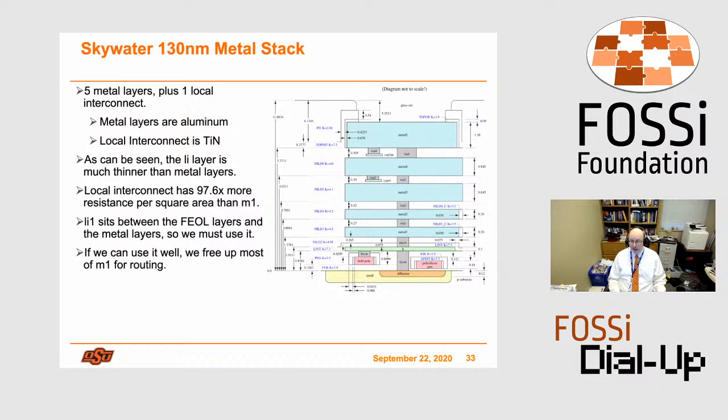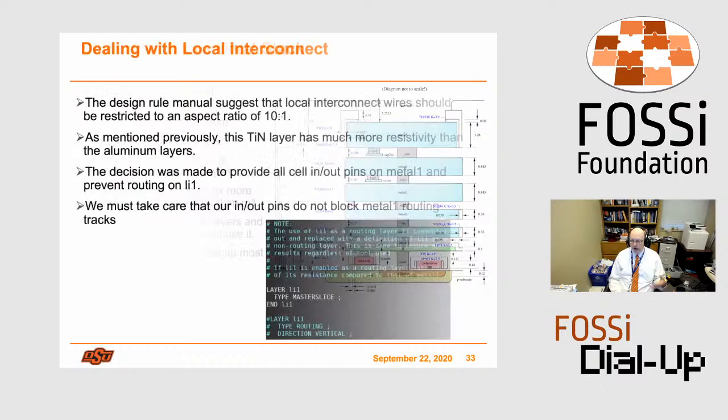So as can be seen on this diagram, the local interconnect layer, or the Li layer, is much, much thinner than the other metal layers. And so the local interconnect has about 100 times more resistance per square area than metal 1. This is a real big problem because the Li1 or local interconnect sits between what we call the front end of line layers, that's below the transistor level at the bottom. We also have the back end of line, which is most of the routing wires. And so if we can use that well, we can free up metal 1 for routing. So we have a little diagram to show how we engineered that.